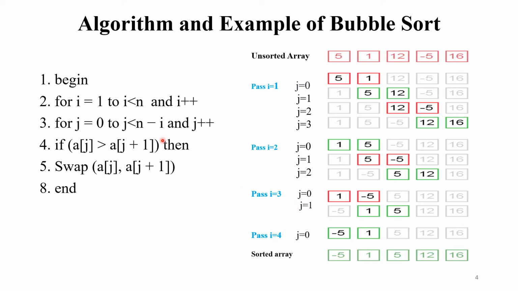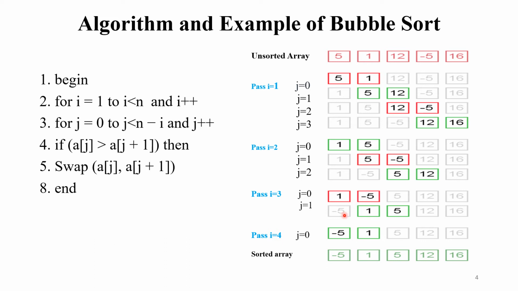So here j less than n minus i, so 5 minus 3 is 2. So our j starts from 0 to 1. In each iteration, in each pass, we start from the first index. The first index value is 1 and the second index value is minus 5. So minus 5 is less than 1, so we swap these two values.